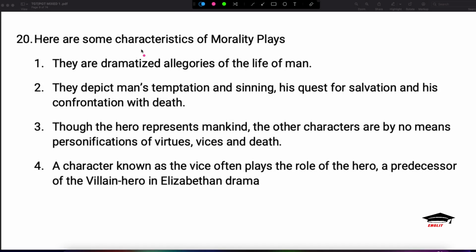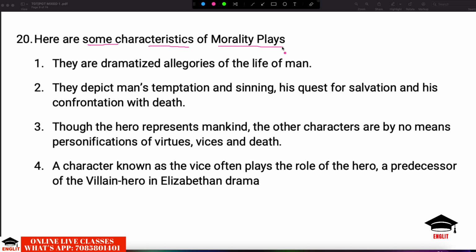The very first question is, here are some characteristics of morality plays. The question has multiple options which are correct. So we have to choose any 2 or 3 options which are correct or which are applicable to morality plays. So first let us understand which are the options.